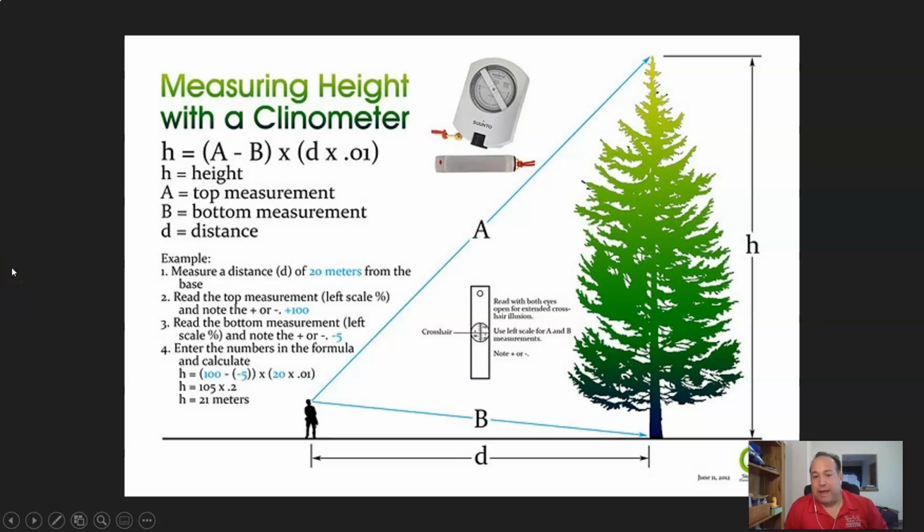So if that was confusing in any way to you or just didn't make sense, here is the whole thing summarized in terms of measuring height with a clinometer. Here is my tree. I'm going to look to the bottom. I'm going to look to the top. I've got my specific distance that I went back from the tree. Here's what it looks like to look through the clinometer. You have your crosshair here, and then you're looking with one eye at the tree, the other eye looking into this scale and reading off whichever side we've decided to use, and that's going to give us our tree height.